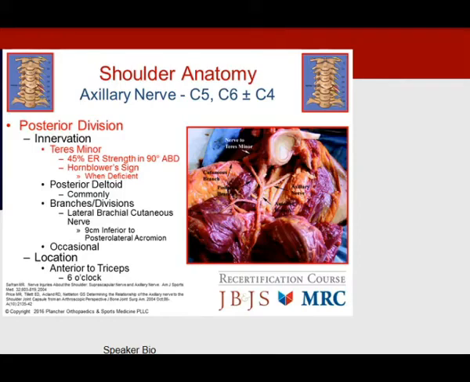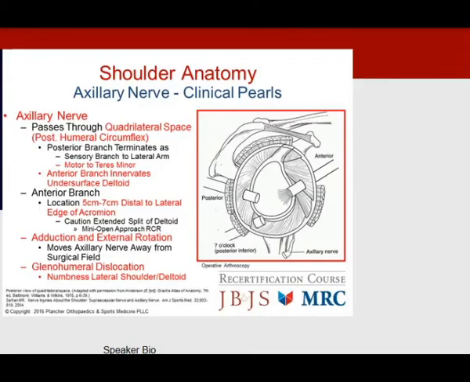And when disrupted, you can find a patient demonstrating that hornblower sign, as we'll talk about in a massive rotator cuff tear. The axillary nerve can travel with and through the quadrilateral space, the posterior humeral circumflex. Remember that the anterior branch, as we said, comes 5 to 7 centimeters distal to the lateral edge of the acromion. And most importantly, clinically, in the operating room, if you want to move the axillary nerve away from the surgical field when placed in the beach chair position, then simply adduct the arm and externally rotate it.